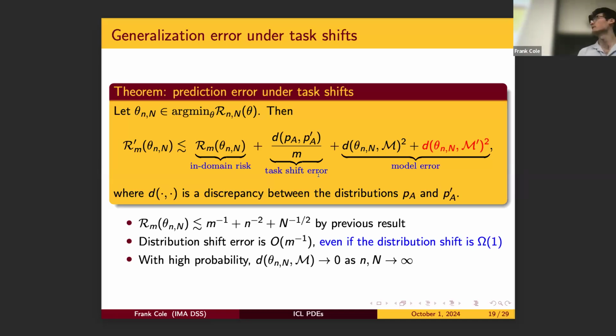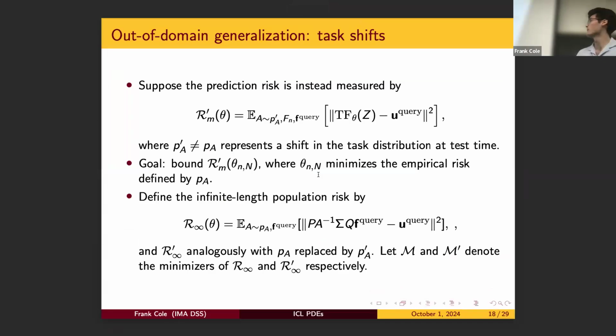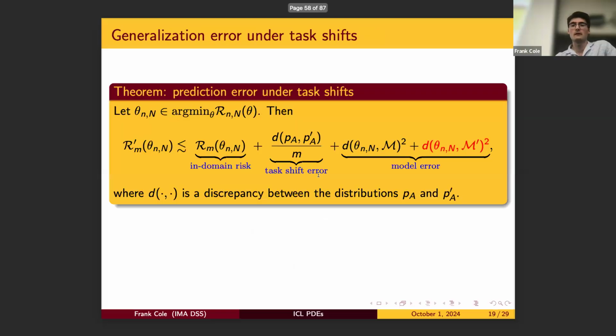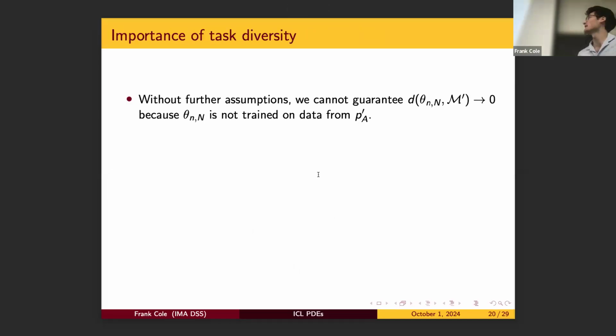The only term that we haven't accounted for is the final term, because M prime is the set of minimizers of the infinite-length population risk corresponding to the downstream task distribution. And this theta of N and capital N is an empirical risk minimizer trained on the pre-training task distribution. So it's not clear that you can expect that term to vanish without further assumptions on one or more of the distributions.